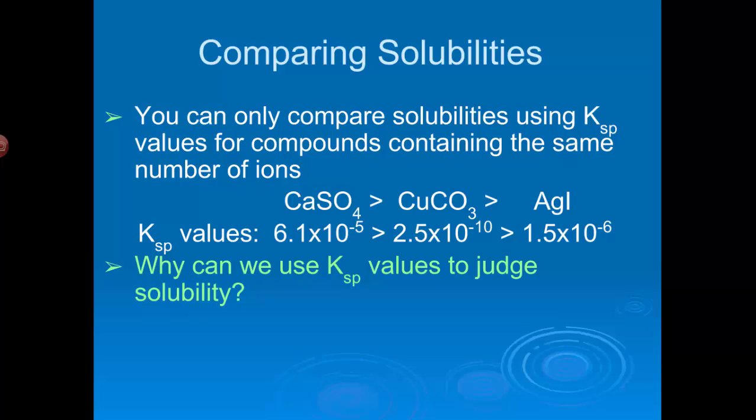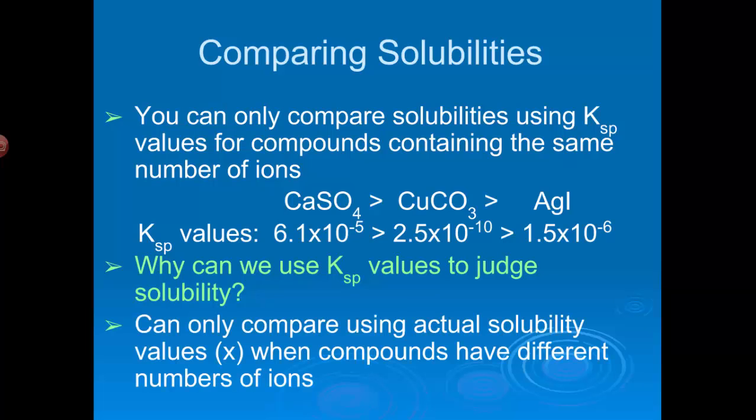So why does that work? It works because if you have the same number of ions, then you're calculating the molar solubility. In this case we have 2 ions apiece, so calculating the molar solubility is just the square root of KSP. So the one with the larger KSP value is going to also have the largest square root value, and that means it has the largest solubility.